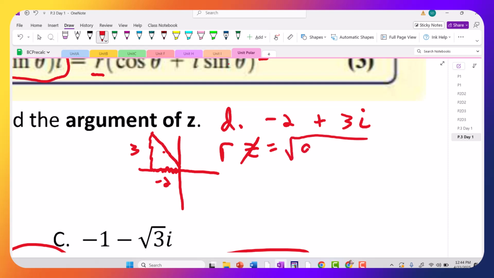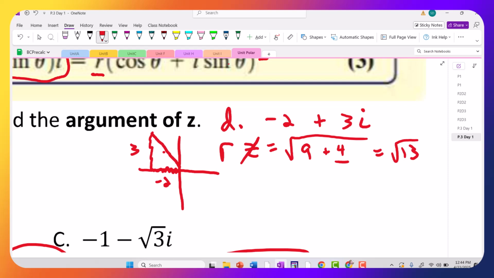3 squared is 9. -2 squared is 4. I swear to dog, anyone that's writing -4 in that position, you should be kicked out of this class immediately. What's a negative times a negative? I see students do that all the time, and I don't get why that mistake is still happening. It happens a lot in my AB class. So R is root 13.